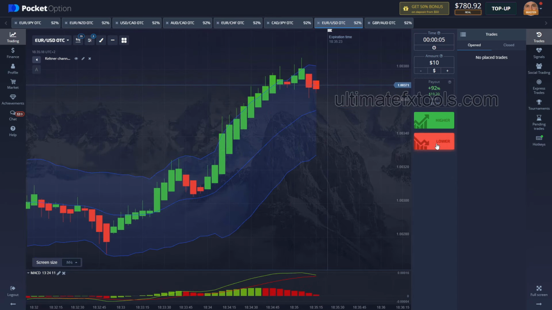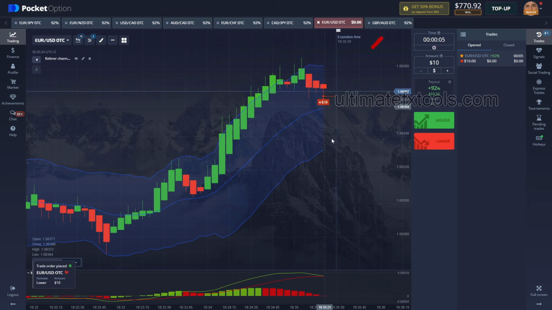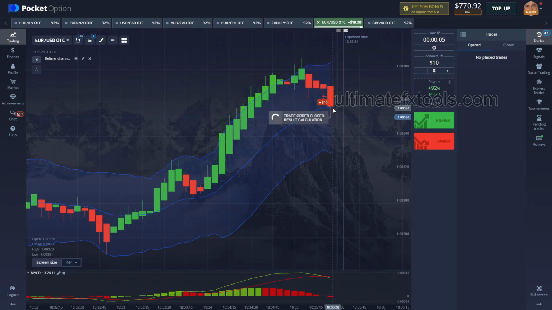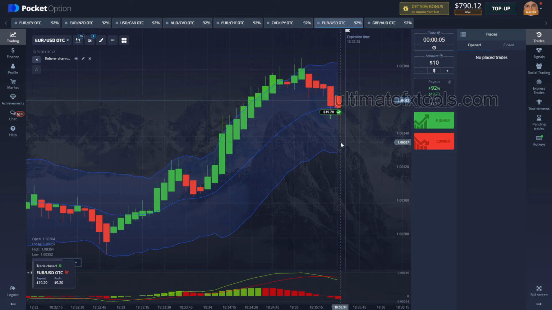Okay, EUR USD crosses the two lines here. Then it goes downtrend going to our mid Keltner Channel. We will go for lower. Good trading strategy, profitable.